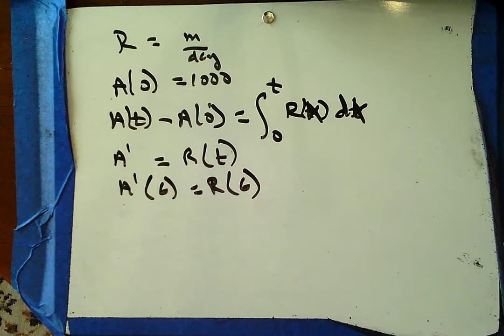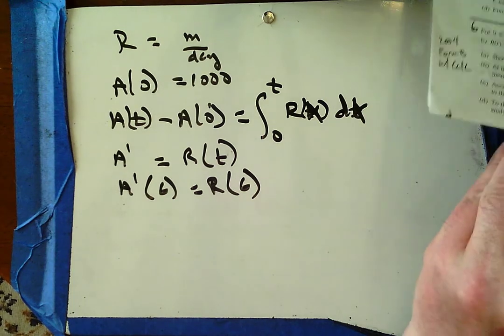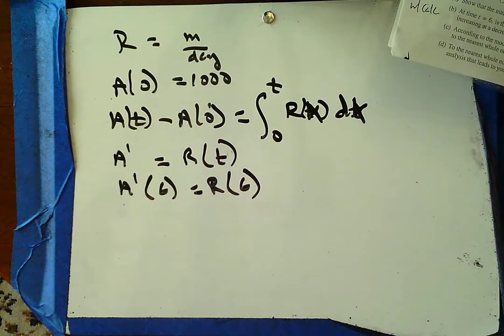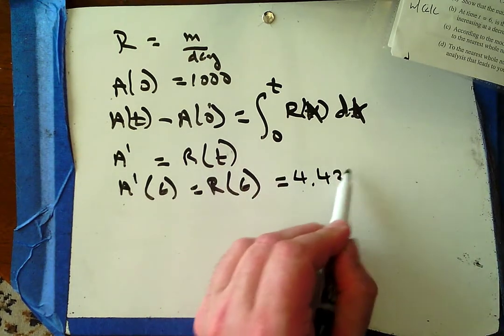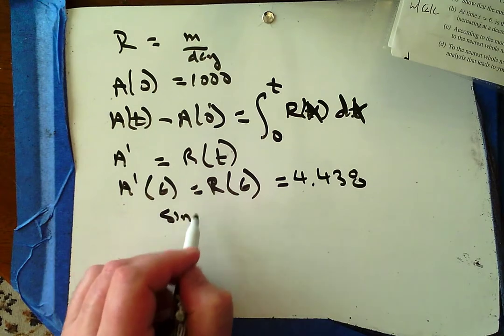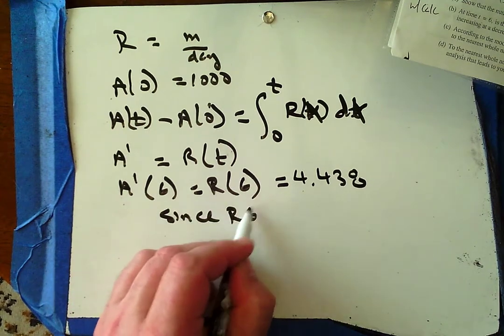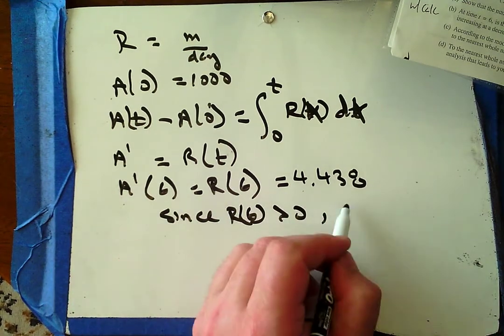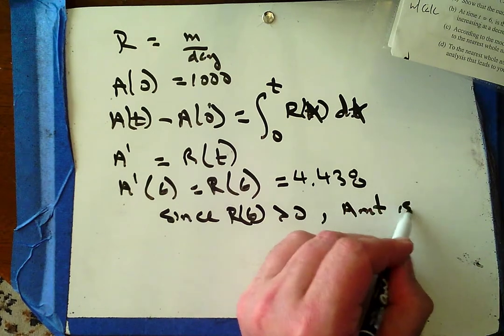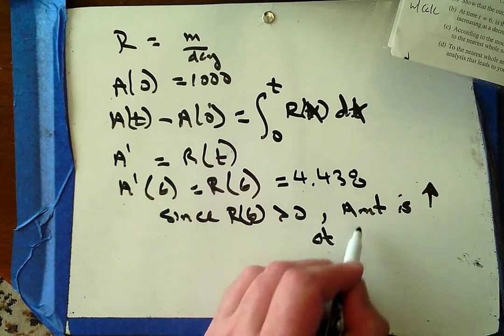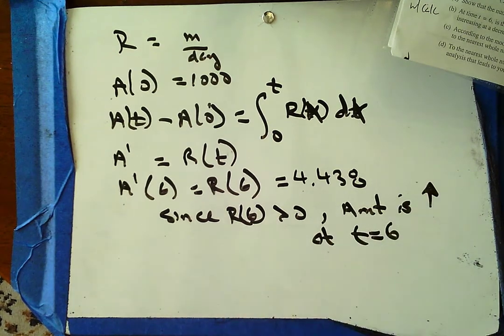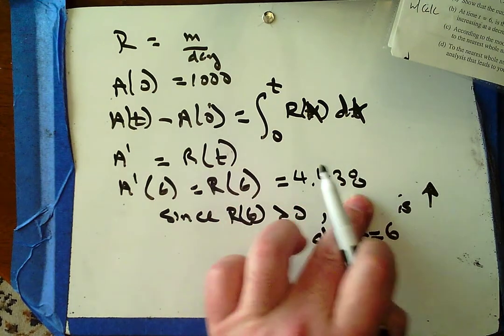I'm just going to pull out my calculator, type in R of t, get big R at 6, and that turns out to be 4.438. Since big R of 6 is greater than 0, amount is increasing at t equals 6. Don't forget that amount or number of mosquitoes.